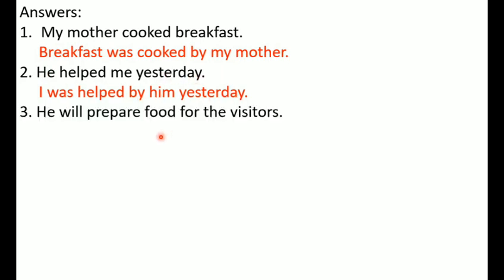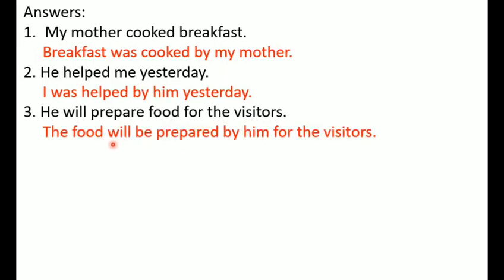Number 3, he will prepare food for the visitors. Now, he will prepare what? The answer is food. So, the food is our subject. Followed with will. Now, notice here, this is in the future tense, will prepare. So, the appropriate helping verb here will be. Dagdagan lang ng be itong will. Will be, and then use the past participle of prepare that is prepared. It will be prepared by, followed with the doer of the action, he. Pero gagawin natin itong him. Okay, him. For the visitors.